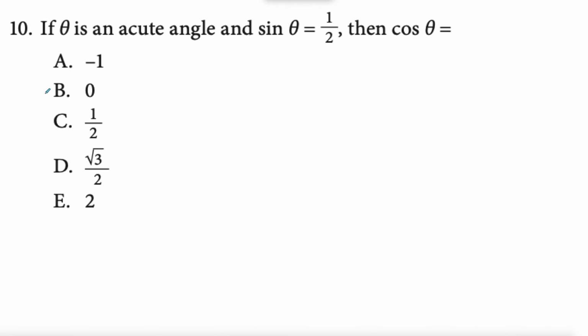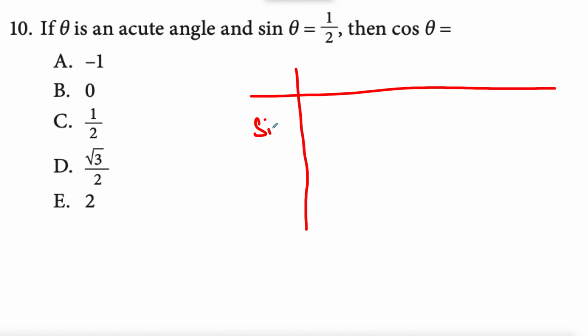Number 10. Theta is an acute angle, sine theta equals 1/2. Then what is cosine theta? You see, we have to remember this table. It'll always be helpful. If you have sine, cosine, and tangent, with angles 0, 30 degrees, 45 degrees, 60, and 90 degrees.